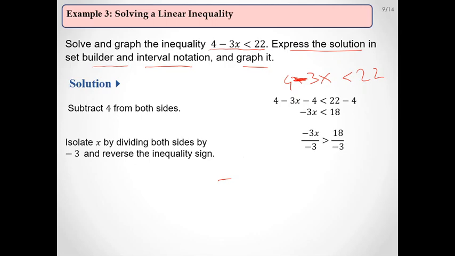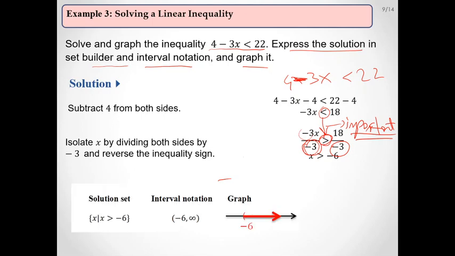But be careful here. Dividing by minus 3 changes the direction, you see? Important. This is very important. Don't forget this. And then we get x bigger than minus 6. X bigger than minus 6 means all the x values bigger than minus 6.